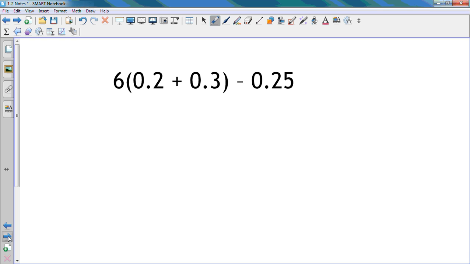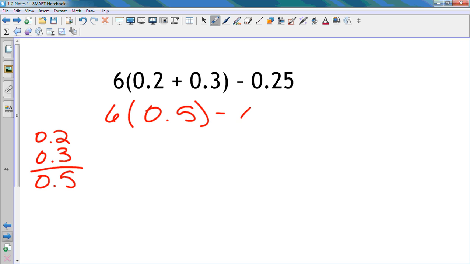Parentheses first. So I'm going to do 0.2 plus 0.3. So I have 6 times 0.2 plus 0.3. You want to plug that into your calculator, that's fine. You also know how to do that, maybe even in your head. It's going to give you 0.5. Line up the decimal points.